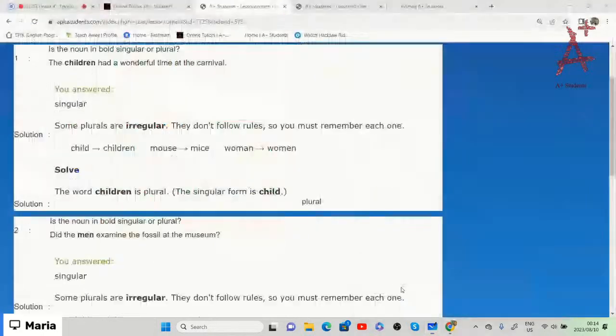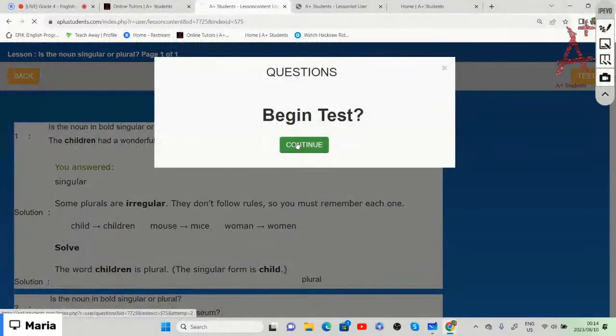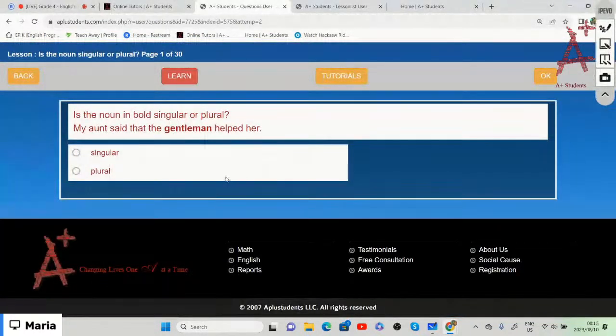All right, so now we're going on to do our test. We need to say if the noun in bold is either singular or plural. My aunt said that the gentleman helped her. The gentleman, is that singular or plural? We need to say if the word gentleman is singular or plural.